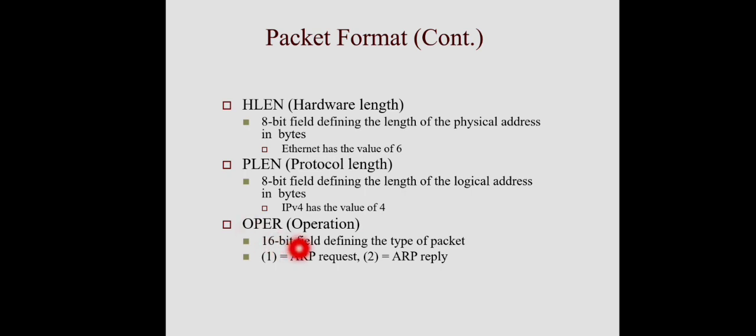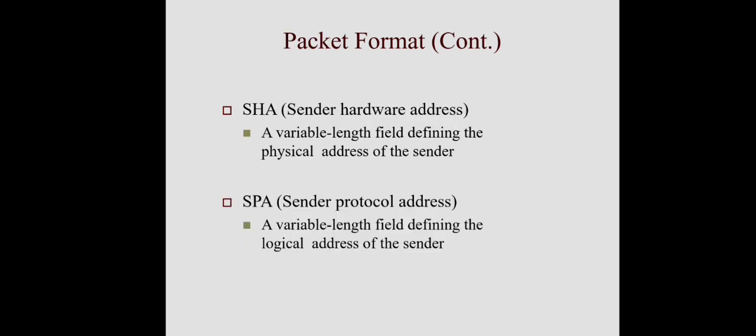Then next is the operation field, to specify whether this is an ARP request message or a reply message. 1 indicates an ARP request message and the value 2 indicates an ARP reply message. Then we have the sender's hardware address, a variable length field defining the physical address of the sender, and the sender protocol address, which means the IP address or logical address of the sender.